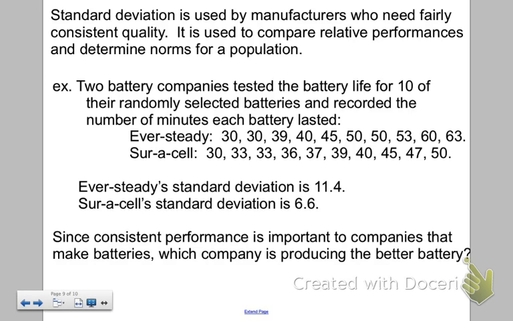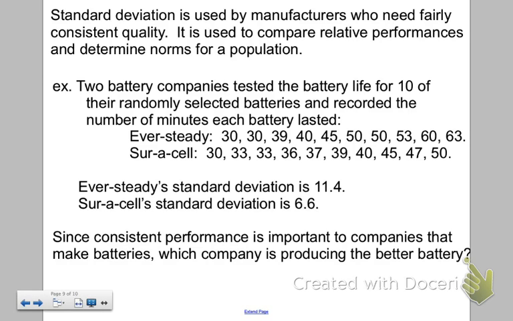So let's look at a battery company. We have 2 battery companies that tested the battery life for 10 of their randomly selected batteries and recorded the number of minutes each battery lasted. The first company, we're going to call it Eversteady, had times of 30, 30, 39, 40, 45, 50, 50, 53, 60, and 63. The second company, Suracell, had times of 30, 33, 33, 36, 37, 39, 40, 45, 47, and 50.